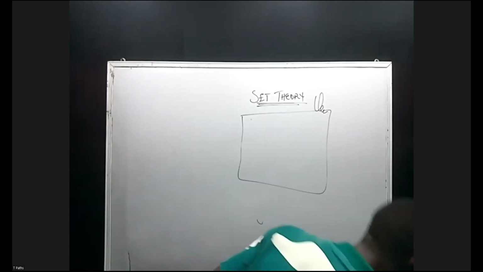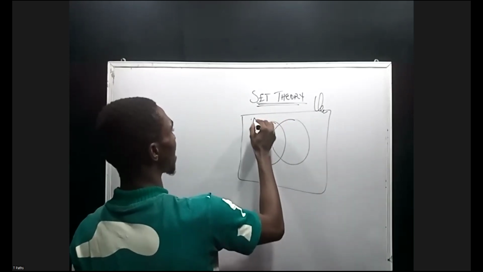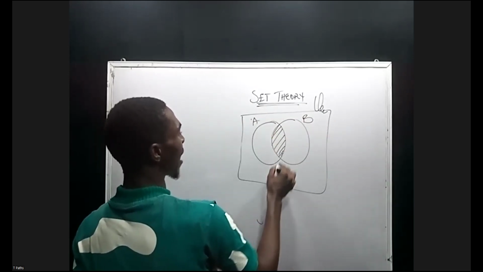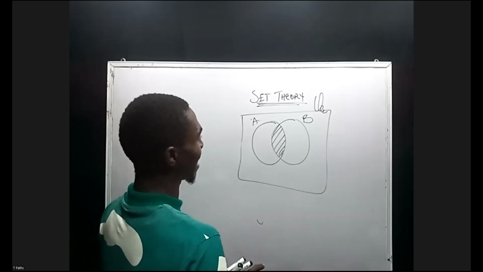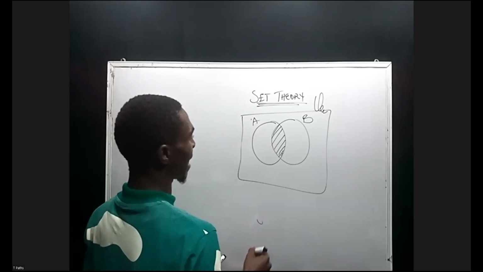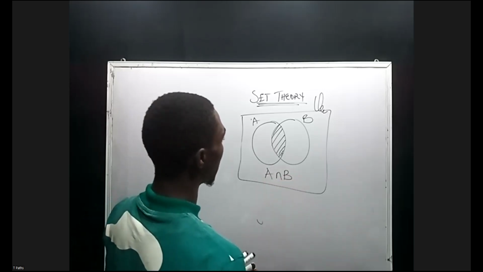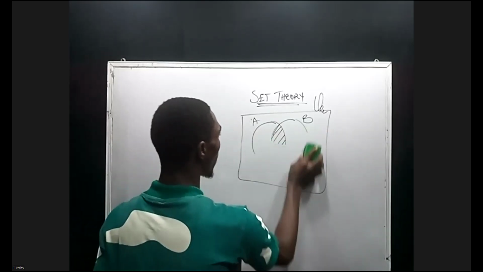Now, the next one is the intersection of a set. The intersection of A and B falls in here. Anything that falls into the shaded part here is called the intersection of the sets, A intersection B.